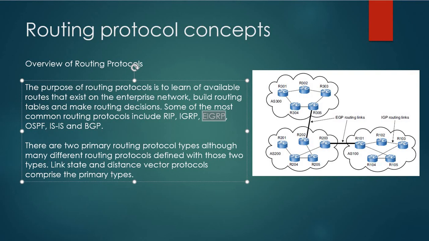In IGRP, the hop count is 100 and it uses fixed length subnet masks. But the enhanced interior gateway routing protocol supports a hop count of 255. It can go across up to 255 routers. Beyond this, the router cannot manage, as the hop count is exceeded.